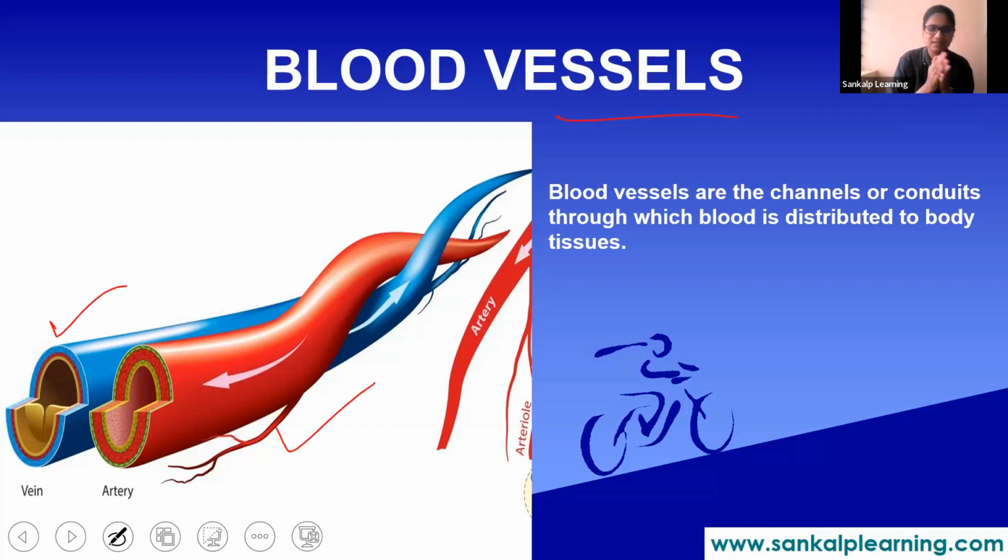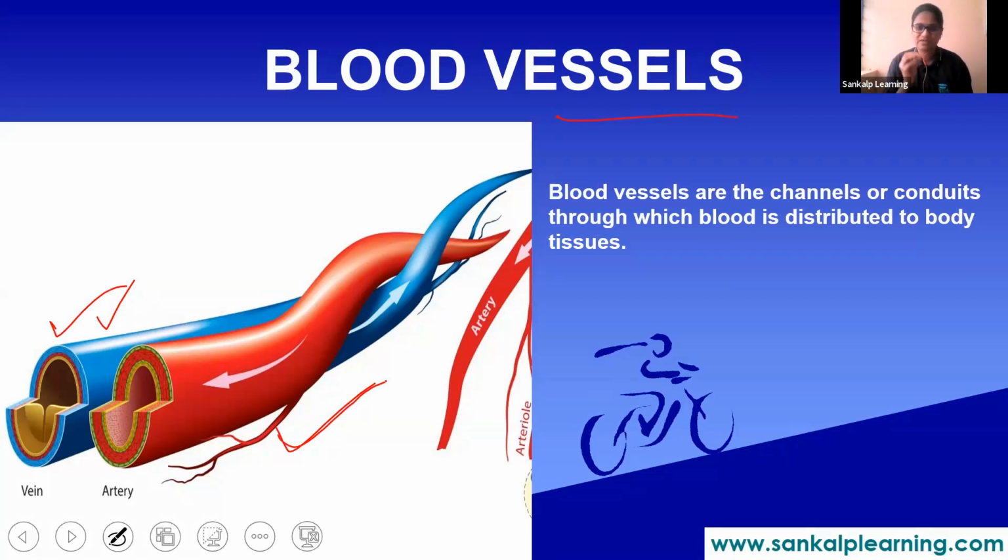One is red in color, one is blue in color. It is not that red and blue are there in our body. All are colorless blood vessels. These are, for our understanding, given this color. So the first one, which is red in color, is called an artery.